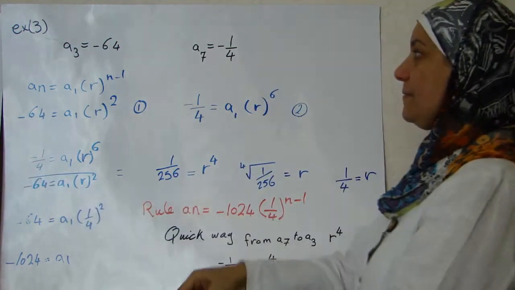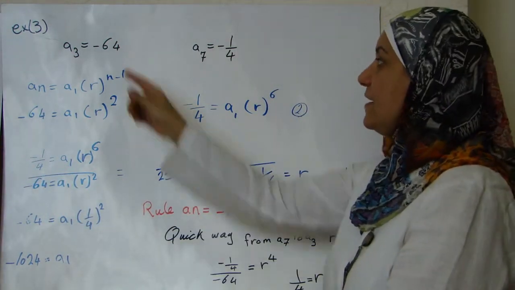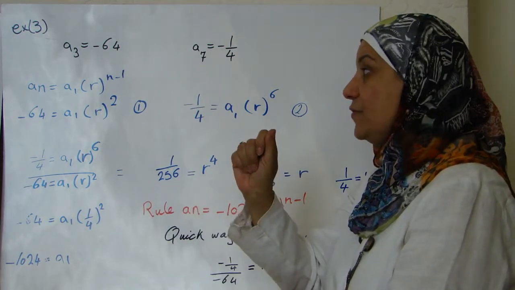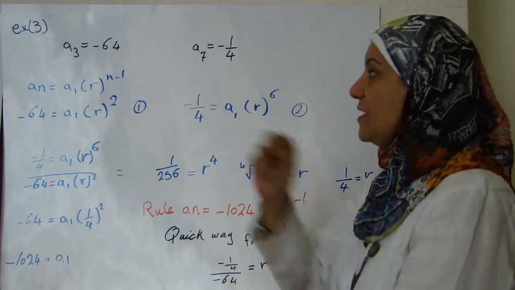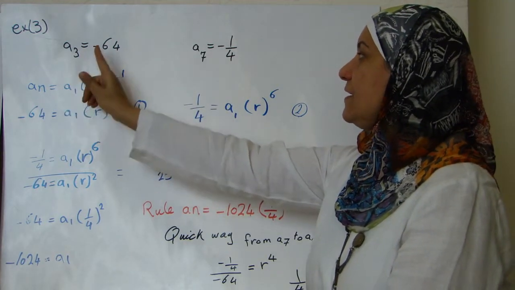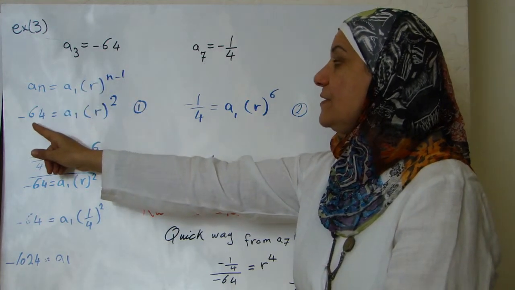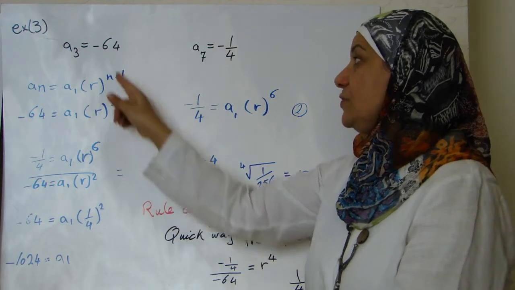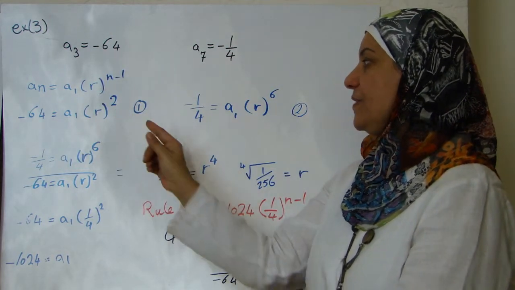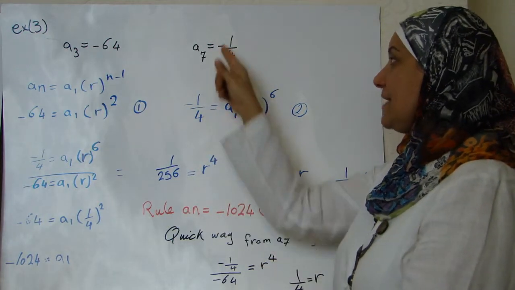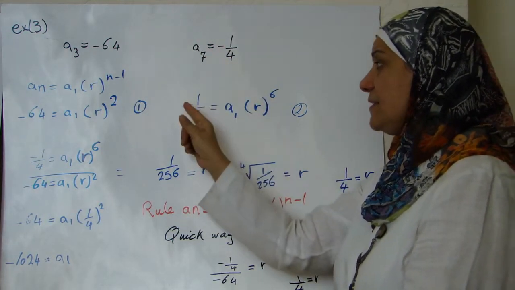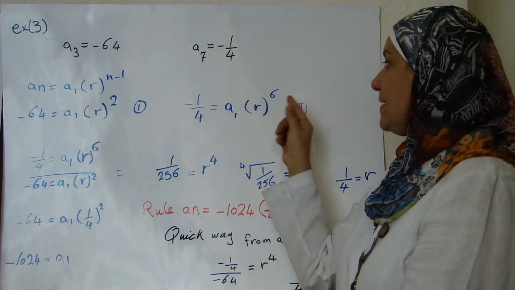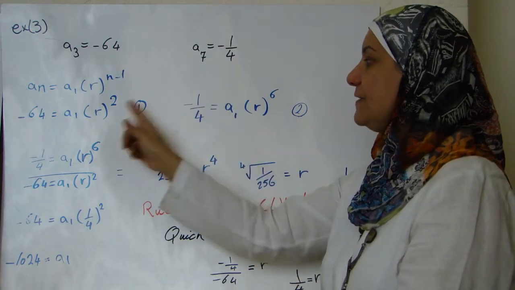Let me have another example. This time our example is going to have A3 and A7. No R, no A1. So what am I going to do? I'm going to substitute 2 times. First, A3 equals negative 64, which is equal to A1 R, which I don't know also, to the power of n minus 1, which means 2. This is my first equation. My second equation, A7 negative 1 over 4 equals A1 R to the power of 6. And then I'm going to solve those 2 equations simultaneously.